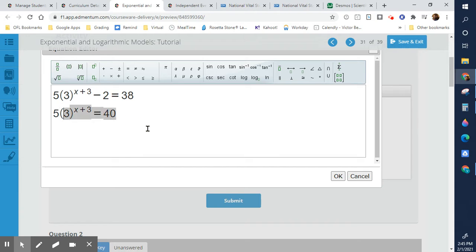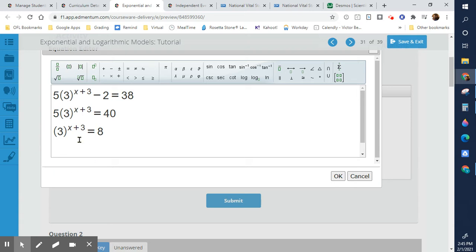So I'm going to copy this row down, and copy this down, paste it here. I'm going to divide it by 5. So this times 5 goes away because I'm dividing by 5. And this becomes an 8.